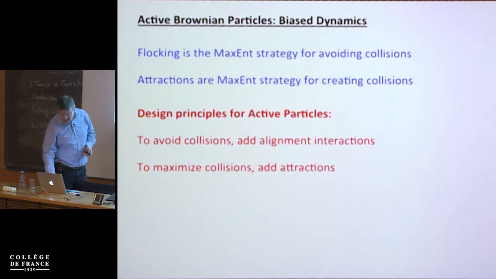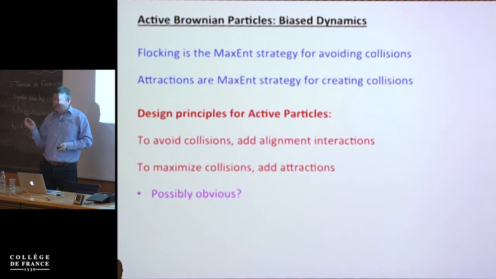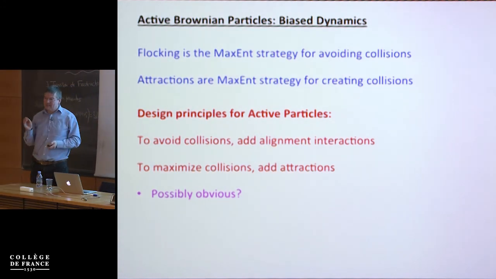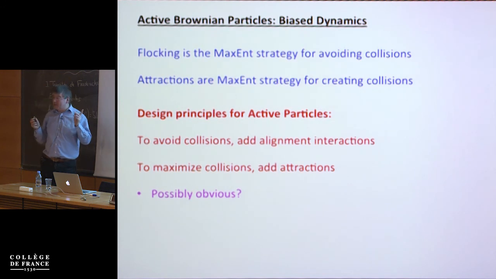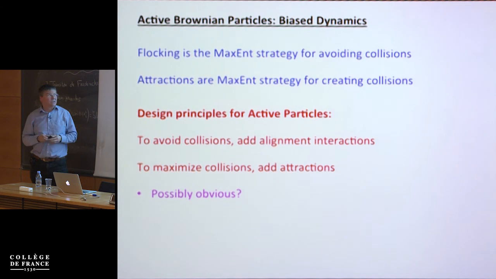So, possibly obvious, but not necessarily obvious, because I can think of a dozen other ways to avoid collisions. For instance, you can have particles which just move around normally, and when they come close to another particle only, they turn around and go in opposite directions. That's not a flocking interaction, but it's a perfectly good strategy for avoiding collisions, and it would be perfectly successful. But it's not the max-ent strategy, and nor is it as easy a strategy to actually design in as polar alignment interactions.